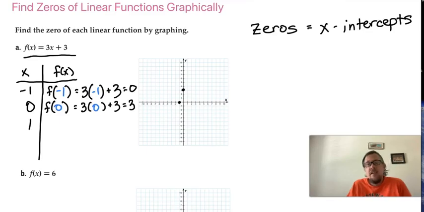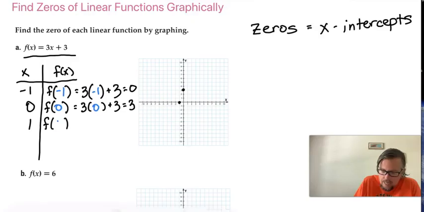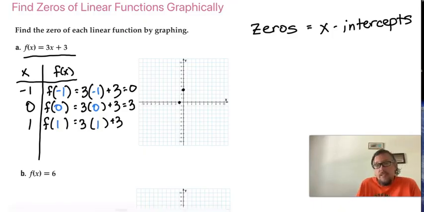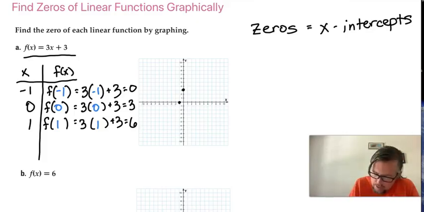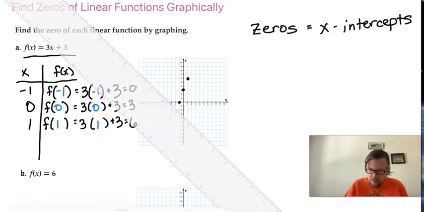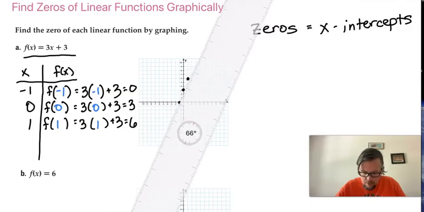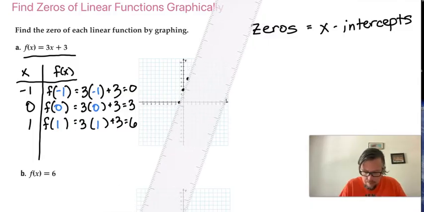And then finally, the last x value we chose was 1. So let's do f of 1. And f of 1 is going to be 3 times 1 plus 3. 3 times 1, of course, is 3, and 3 plus 3 is 6. So when x is 1, y is 6, so our coordinate pair is 1, 6, which is going to be right here. It looks like all of our points are in a straight line, so that gives me confidence that this has been done correctly. Let's go ahead and use our ruler to connect our points. There we go.